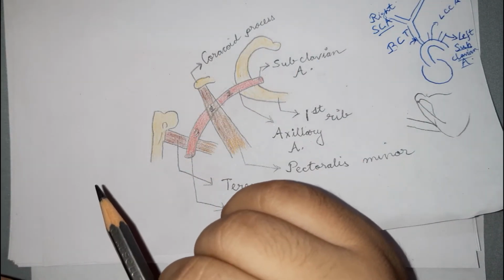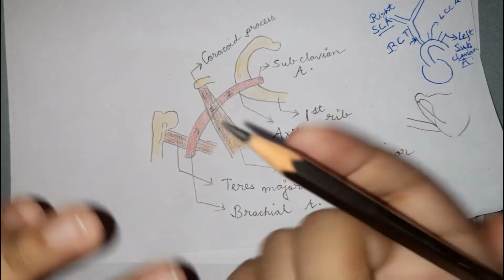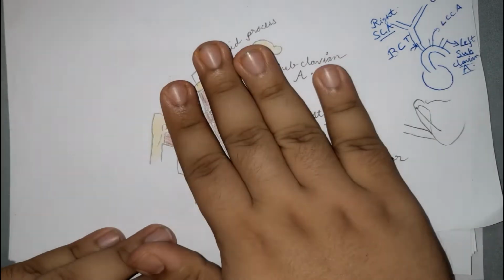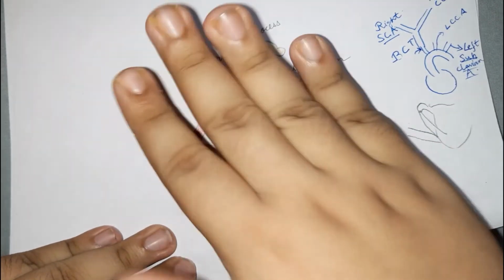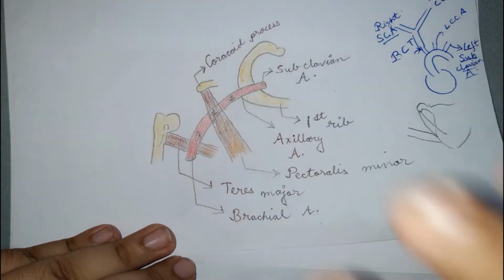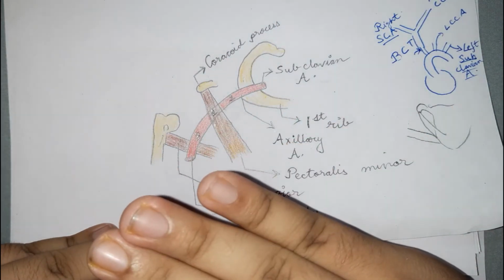So teres minor has nothing to do in the anterior aspect, and this, by the way, we are having an anterior look. Obviously, this is not a posterior look, this is an anterior look. So teres major has everything to do here, teres minor has nothing to do here.